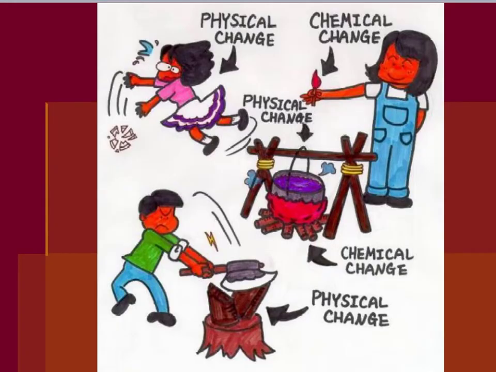This is just a simple illustration to show you some examples of physical and chemical changes. We've got a girl dropping a plate here. This is a physical change because the plate is still a plate. It may be smaller pieces of a plate, but the plate still hasn't changed identity. It's not turned into something new.